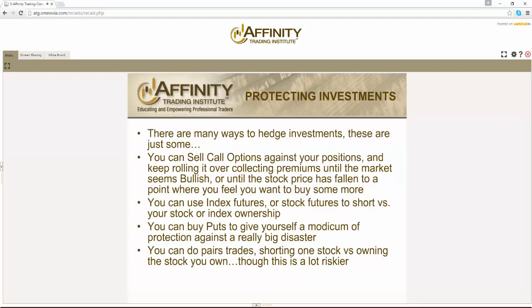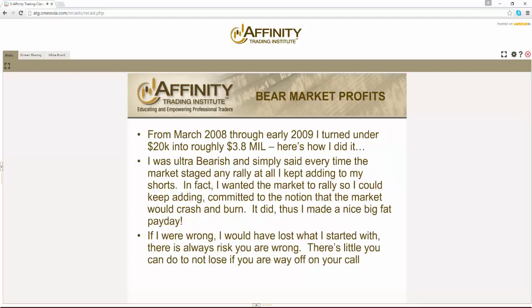Bear market profits. From March 2008 through early 2009, I turned under 20K into roughly 3.8 million. Here's how I did it. First of all, I was ultra bearish and simply said every time the market staged any rally at all, I kept adding to my shorts. In fact, I wanted the market to rally so I could keep adding, committed to the notion that the market would crash and burn. It did, thus I made a nice big fat payday.